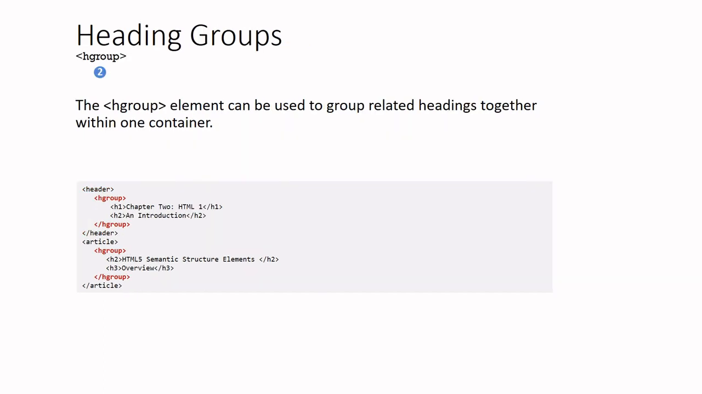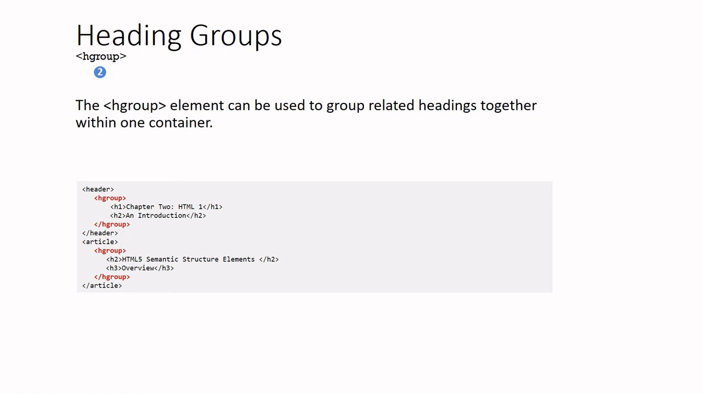Another thing is there, hgroup. So hgroup elements can be used to group related headings together within one container. Suppose you are writing two headings and they are related to each other. Take the example here again: Chapter 2, HTML1, and then you are writing the introduction. Both should be a little bit bolder. That comes under the hgroup, and you can write it inside the header.